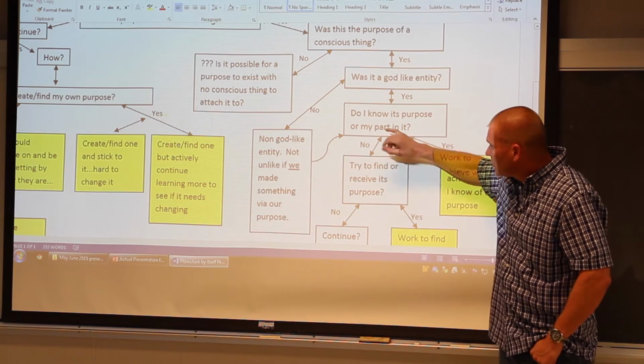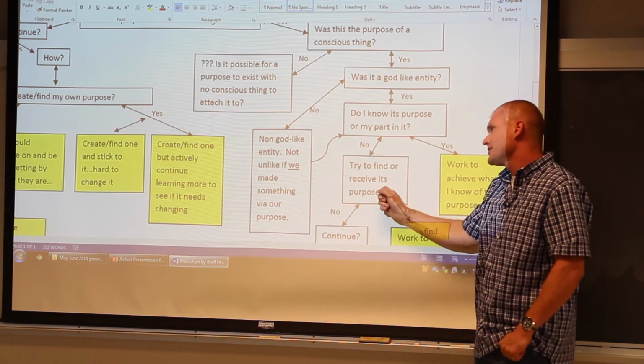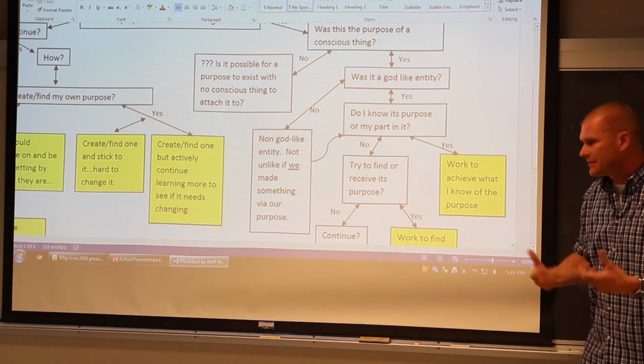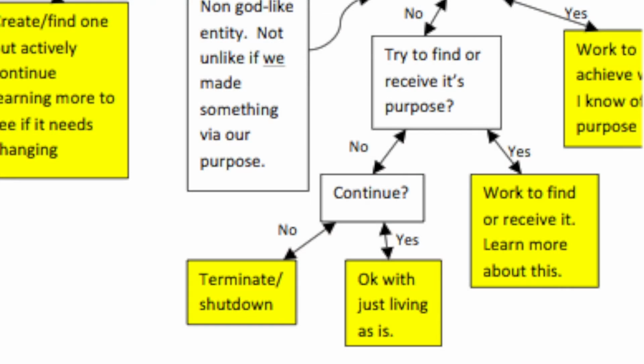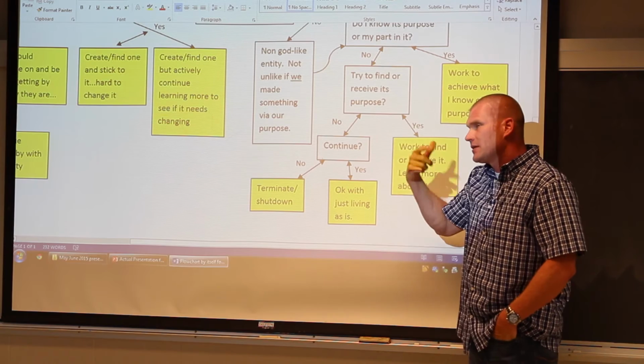So what if you go back though? What if you were someone that said, no, I don't know this? So the next box says, should I try to find it or receive this purpose? So where does that take us? What's your answers to this? What choices have you made when thinking it?